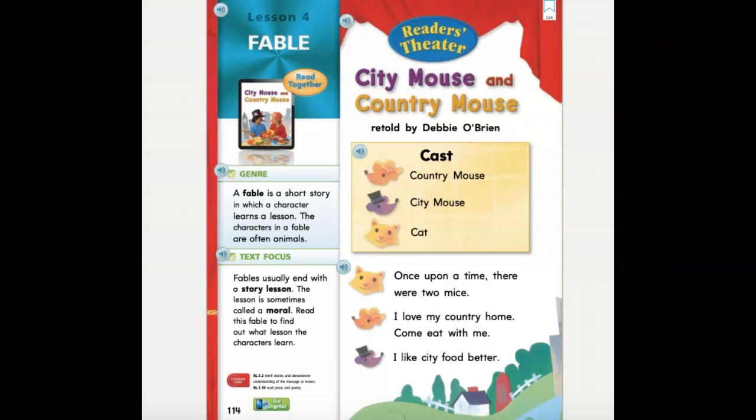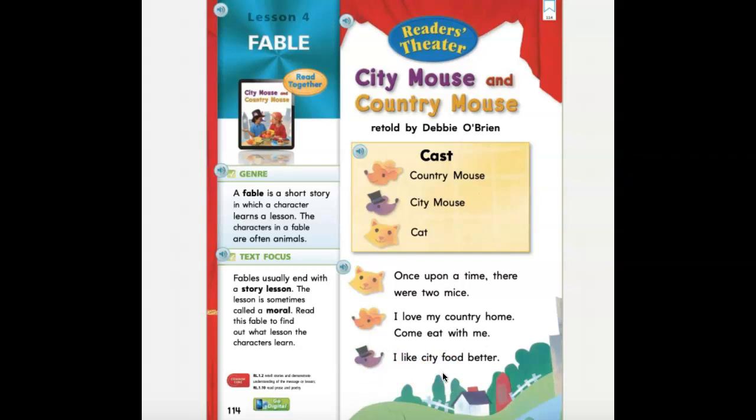For our story today, we are going to be reading a story called City Mouse and Country Mouse by Debbie O'Brien. So in this story, we have a few different characters. Here we have our cast. Our cast is Country Mouse, City Mouse, and Cat. Notice how there's a picture next to each of these names. The picture is what character is reading in the story. So this is Country Mouse, City Mouse, and Cat. So when we look down at our story, when you see their picture next to a line, that is who is speaking in the story.